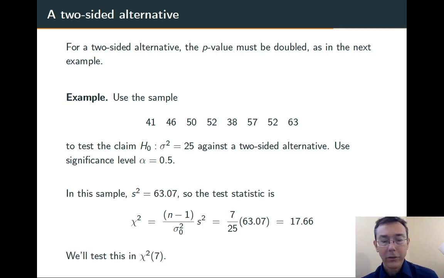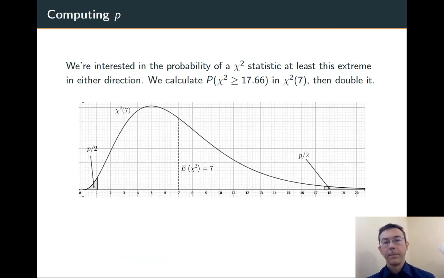So we compute the test statistic just as before. We get 17.66. We're interested in the probability of randomly getting a chi-squared statistic more extreme than this in chi-squared of 7. So not just to the right, but also to the left. Let's see a picture. There we go. So remember that the expected value in a chi-squared distribution is the number of degrees of freedom. So in chi-squared of 7, the expected value is 7.